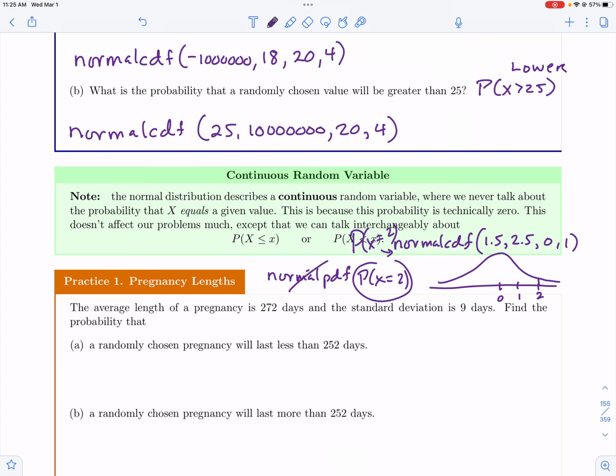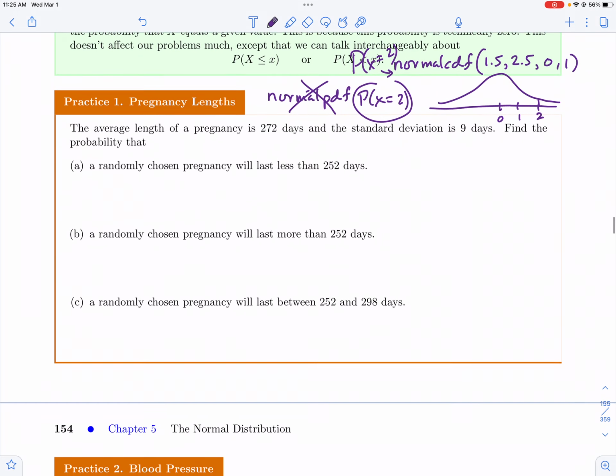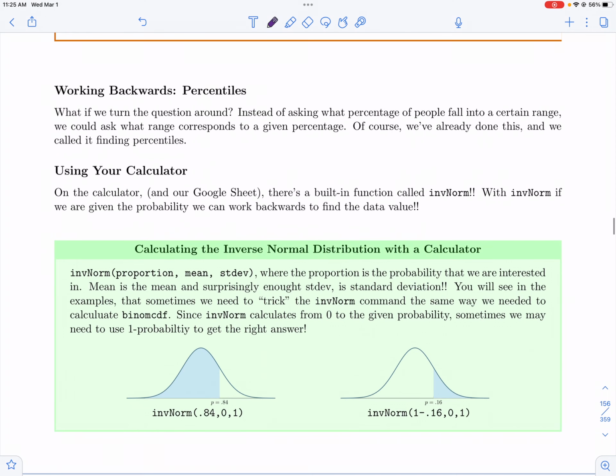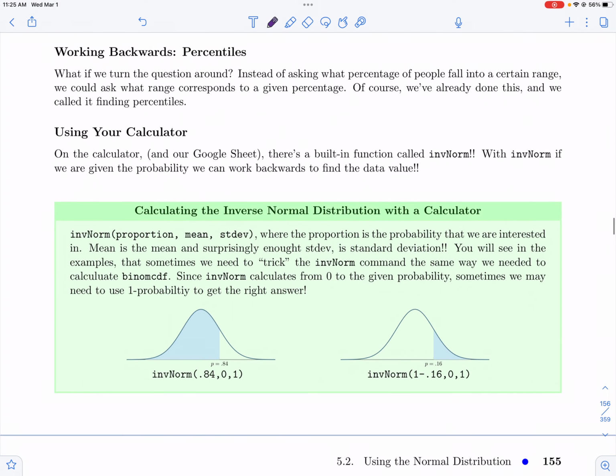So typically, we're not going to be trying to find an individual value, but we don't want to use binompdf or normalpdf like we did before. So we don't want to use normalpdf at all, even though it's available. We're only going to use normalcdf. And again, if we're trying to find an individual value, then we'll plug it in that way. So, all right, go ahead and work on practice 1 and practice 2, and then we'll come back in a little bit and talk about going backwards, trying to find the inverse norm for these.